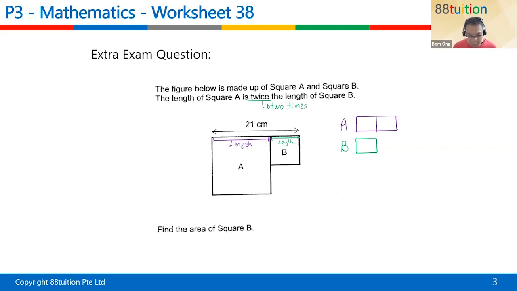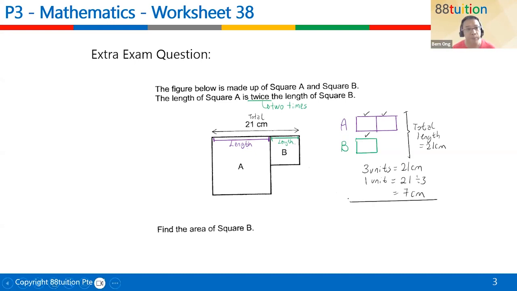All right, continue. So the question gives you that the total length is 21 cm. Can you see? The total length is 21. So it means that down here the total is 21. Are you still following me? So how many units are there? 1, 2, 3. So we can say that 3 units is actually equal to 21 cm. We can always find the 1 unit first. 1 unit will be simply 21 divided by 3, which is equal to 7 cm. Children, can you see this?